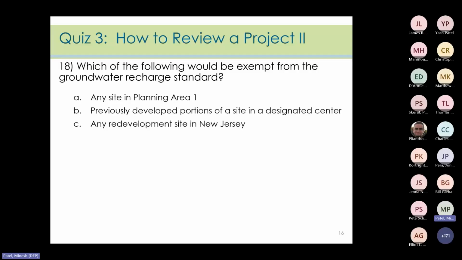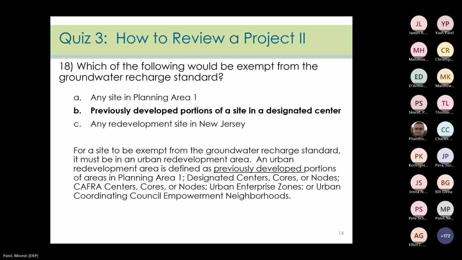Question 18. Which of the following would be exempt from the groundwater recharge standard? And the answer here is B, previously developed portions of a site in a designated center. Just being in Planning Area 1 is not an allowed exemption from the groundwater recharge standard, nor is redevelopment automatically exempt. Only previously developed portions of sites in the designated locations listed on this slide can be exempted.